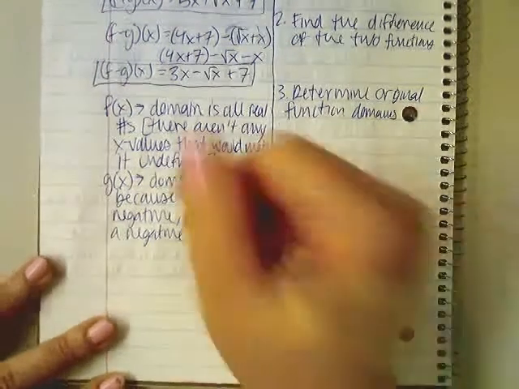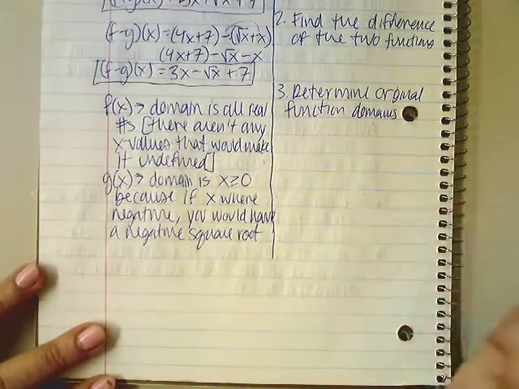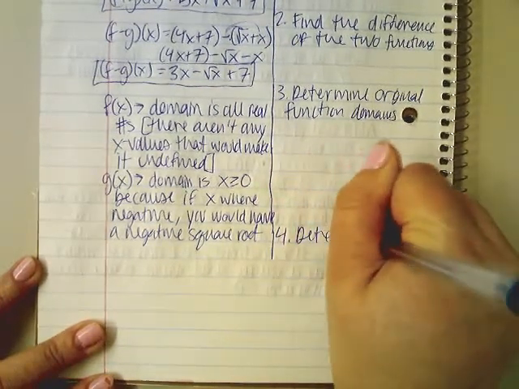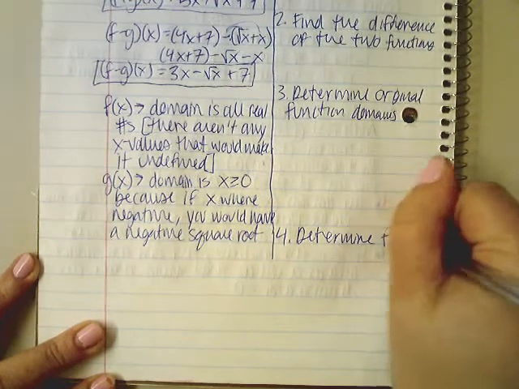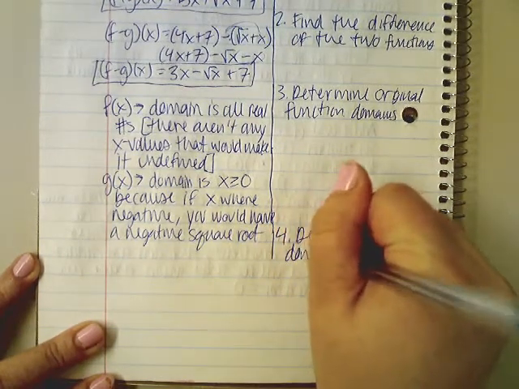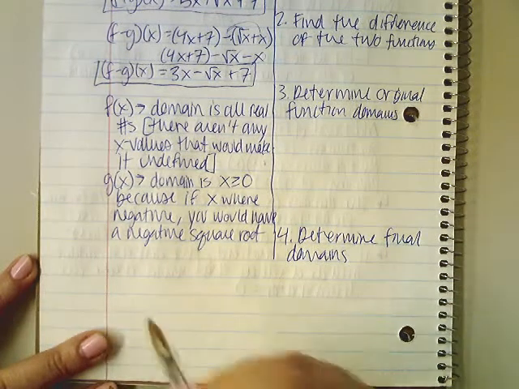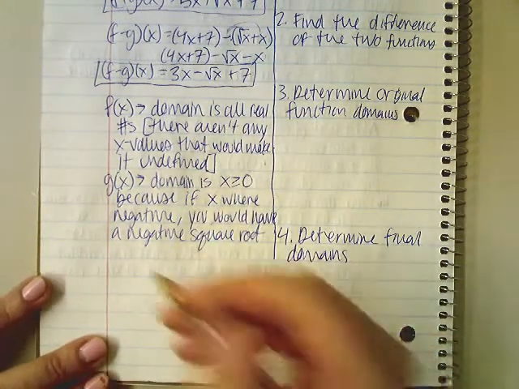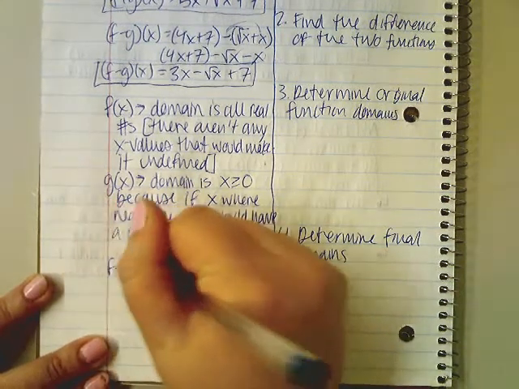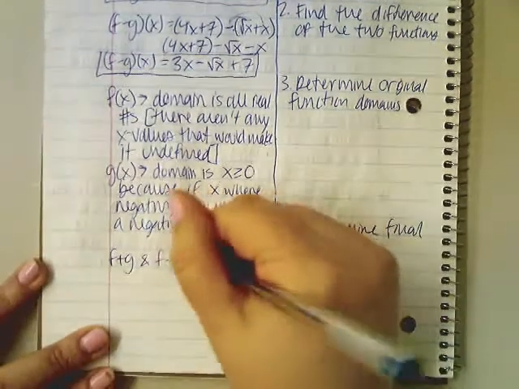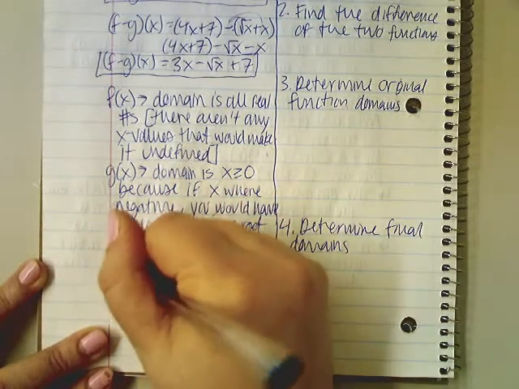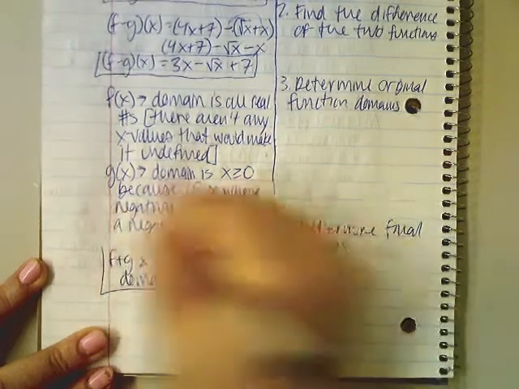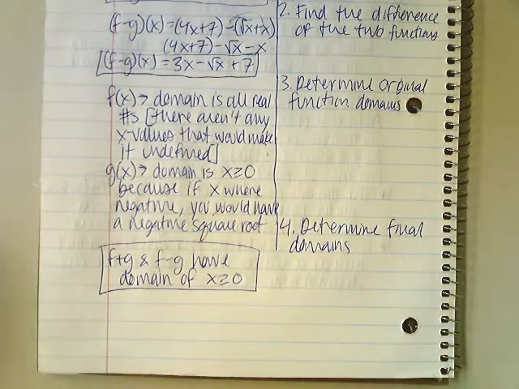So I know that for this one, the domain is x is greater than 0. So then my last step, determine the domain for the new functions, for the final domains. And since, as we saw on our last page, I know that the domain has to meet both of the original domains for my functions, I know that the domain for both of these, they have a domain of x is greater than or equal to 0. Because it has to include the more restrictive domain.